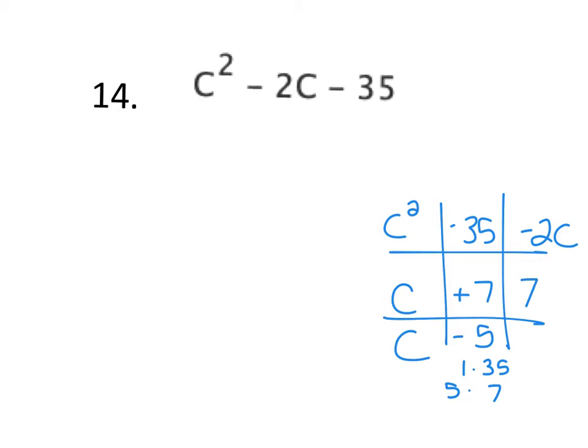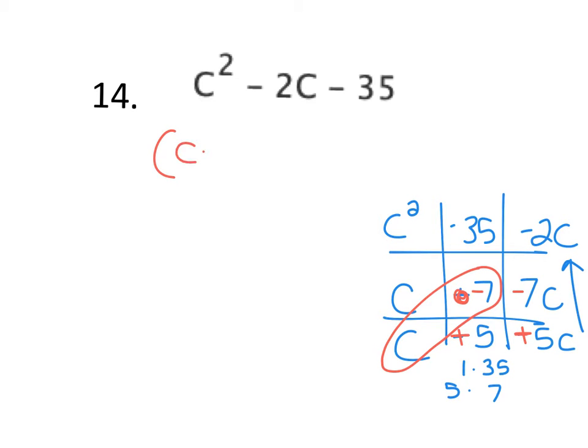So I multiply across, I get 7c and negative 5c. That adds to positive 2c, so that's incorrect. So what that means is I need to change this one to the positive and this to negative 7. Now it's going to add to negative 2c, so my factor is c minus 7 times the quantity of c plus 5. Remember, you can always double distribute to make sure that your factored answer is the same as the starting simplified answer.